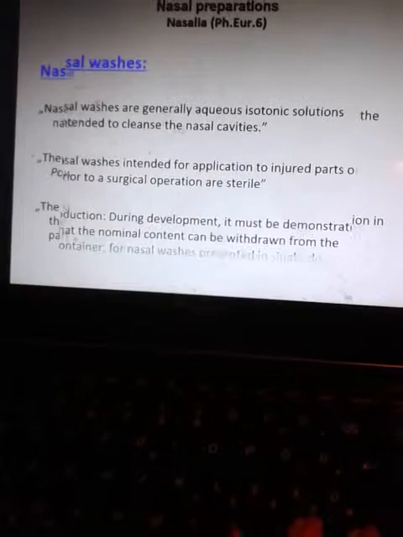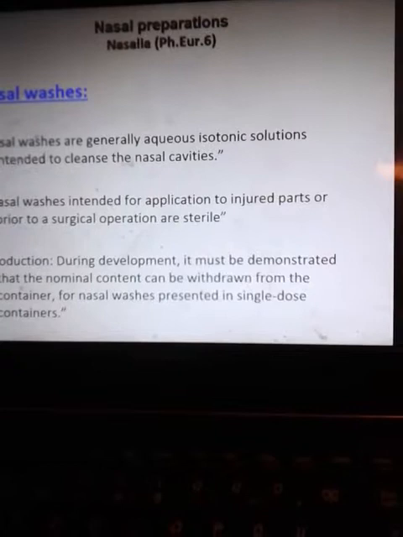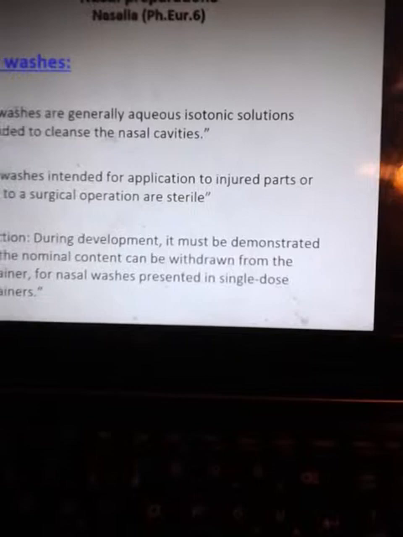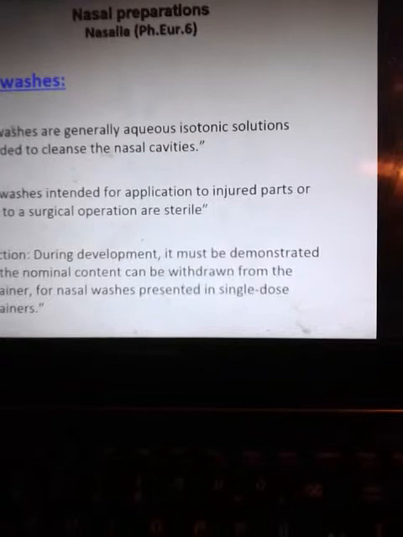10 micrometer. Nasal wash. Nasal washes are generally aqueous isotonic solutions intended to cleanse the nasal cavity. Aqueous and isotonic. Nasal washes intended for application to injured parts or prior to a surgical operation are sterile.